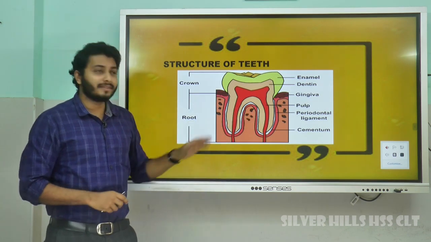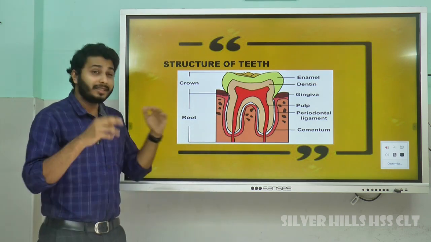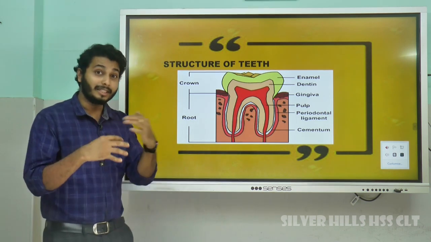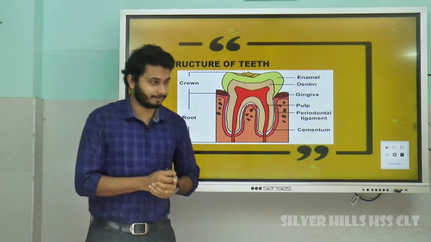In this diagram you can see a cross-sectional view of the teeth. The teeth is divided into three distinct regions. The three distinct regions are crown, neck and root.